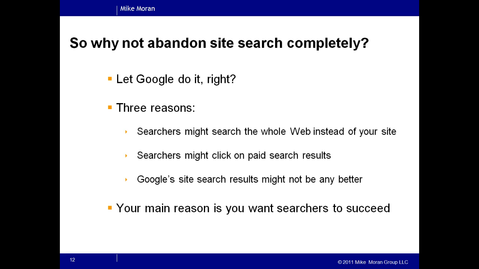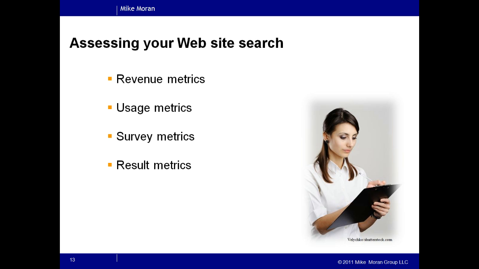And if all you do is say, let's throw it over the wall and let somebody else do it, you're not necessarily going to have that happen. So how can you look at your site search and find out what's wrong with it?